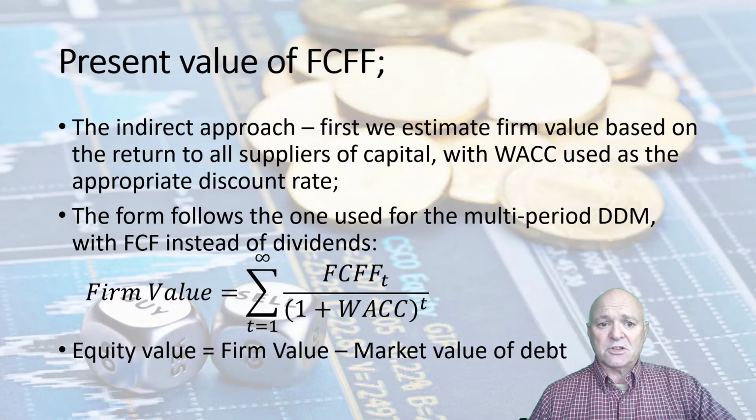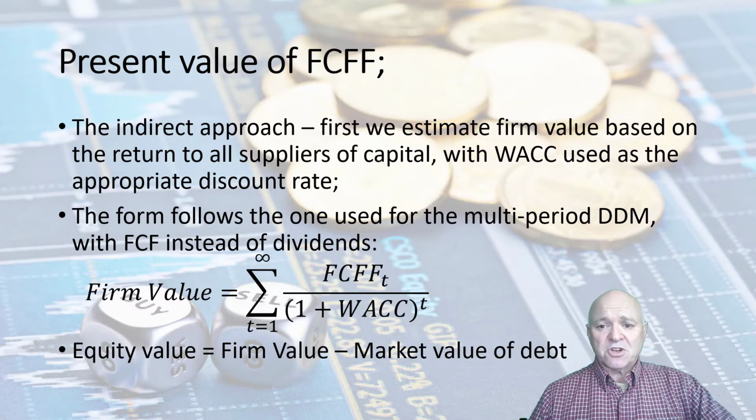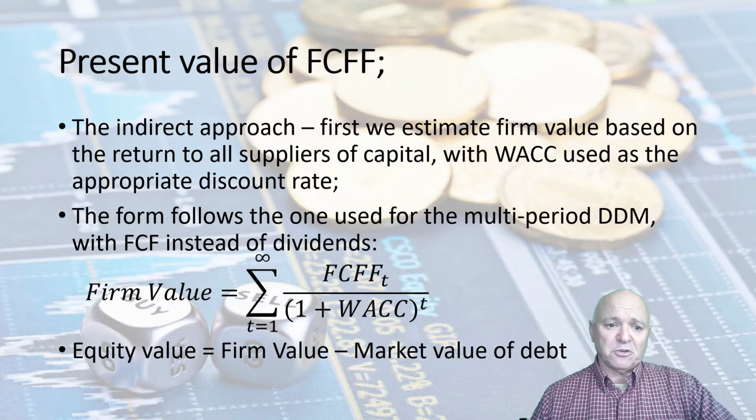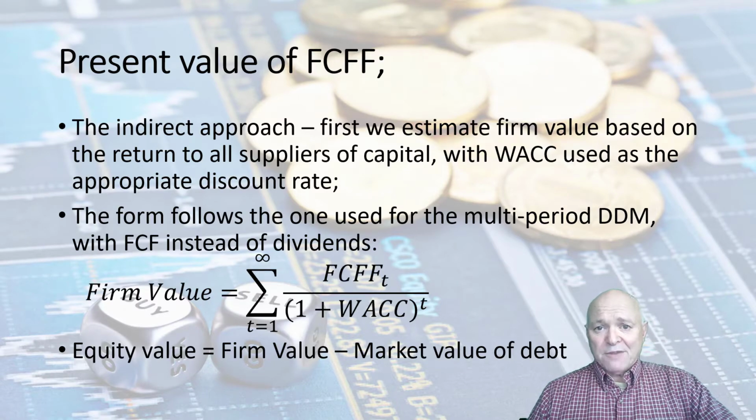The calculation of the free cash flow to the firm is essentially exactly what we've looked at throughout the previous courses. Essentially, we call it an indirect approach because we start off by estimating the firm value based on the return to all suppliers of capital, to debt, to equity, using the weighted average cost of capital that we learned to calculate in our previous course.